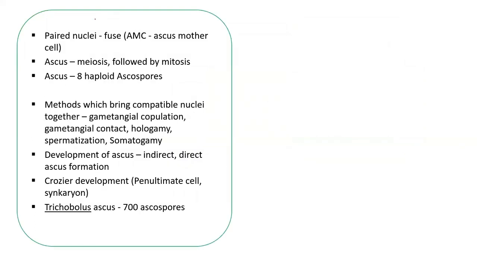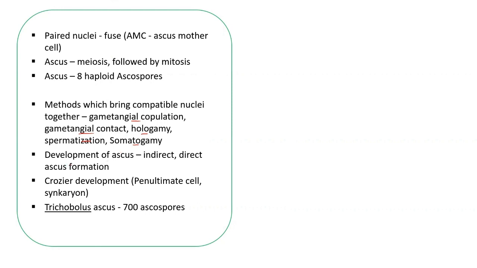Then we move on to the paired nuclei that are formed inside the ascus. You should be knowing how the ascus is formed, how meiosis takes place followed by mitosis. What are the number of ascospores formed in the ascus, and the methods by which the two compatible nuclei are brought together so that there will be formation of dikaryon or dikaryotic hyphae. So gametangial copulation, gametangial contact, hologamy, spermatization, somatogamy, you should be knowing these terms, or you can expect questions from here.